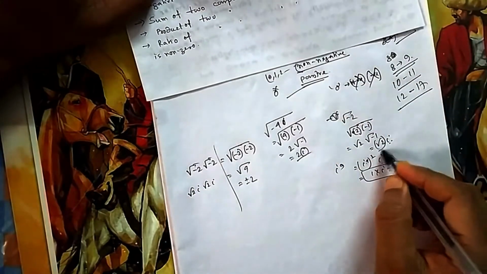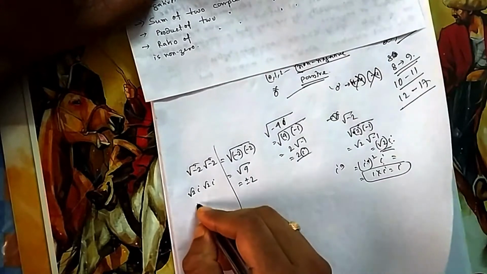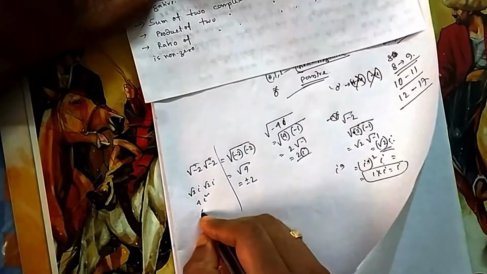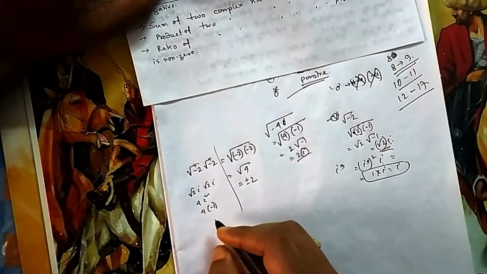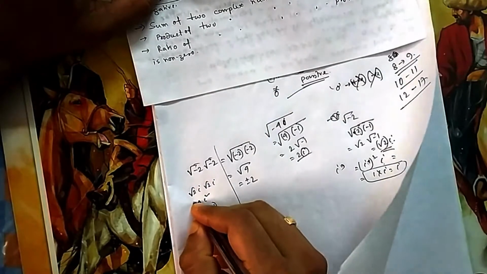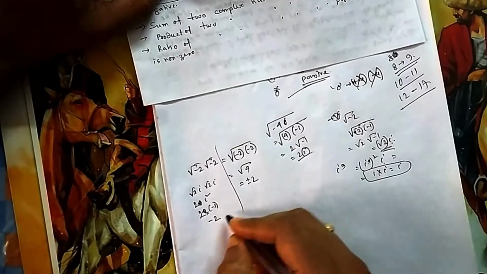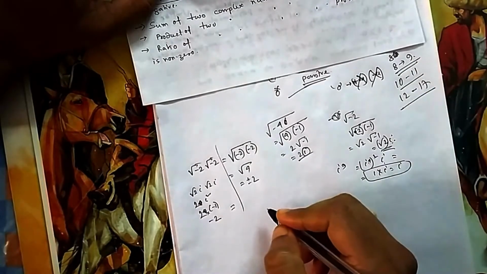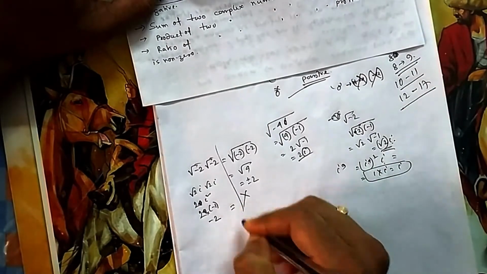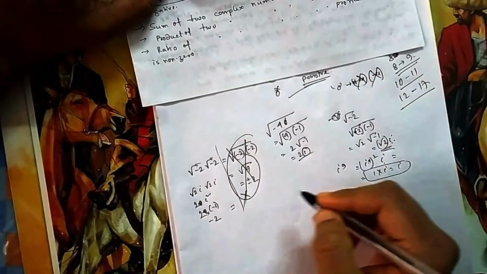This is root 2 into i. So what is this? Root 2 into root 2 is 2, i into i is i square. What is i square, you have learned now? Minus 1. So i square is minus 1, so minus 1 into 2 is minus 2. So is minus 2 equal to plus minus 2? No. So this is not equal. So this doesn't hold true.